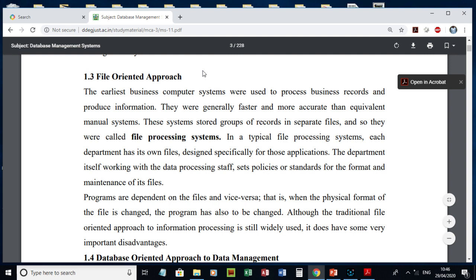But the matter is, a data owner, there is an unknown file not originating from the side. Just that it will be shared with another person, another department. But then for the concept, all of them were sharing, having their own data processing files separately. Now, each department has its own file, designed specifically for those applications.